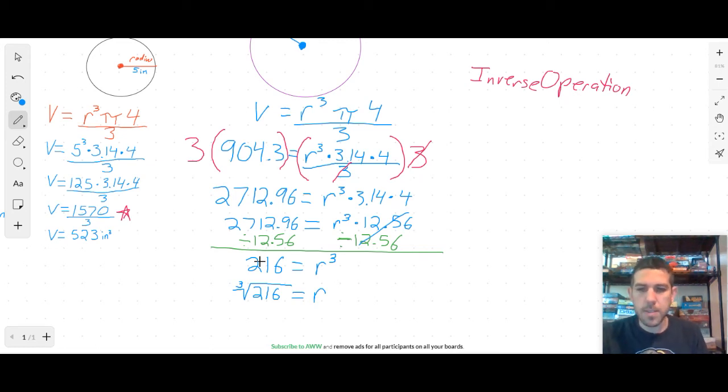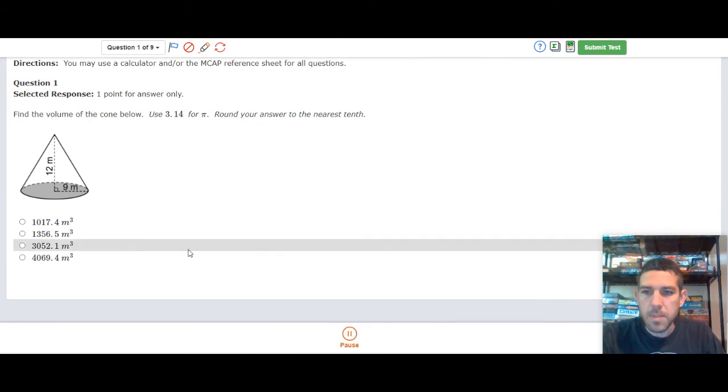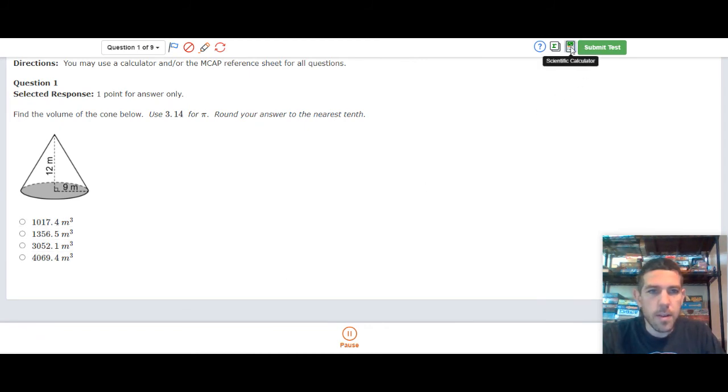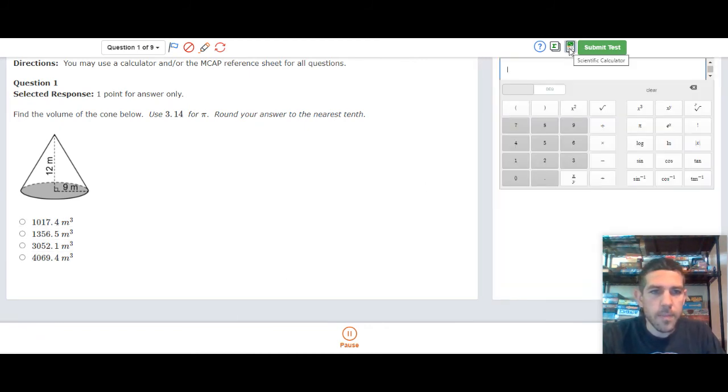So what number times itself 3 times will give us 216? We're going to need a calculator for that. If we pull up inside of our Performance Matters, there is a little calculator button up here. So I'm going to open the calculator and then not the square root symbol, but instead go over here to the far right and you'll see this little square root symbol with what looks like a Y above it.